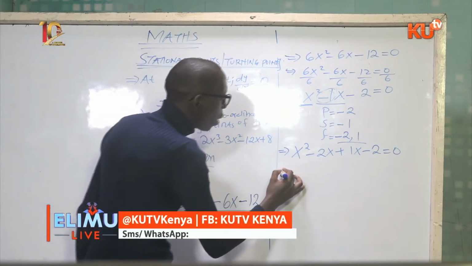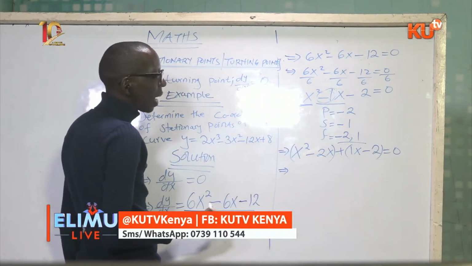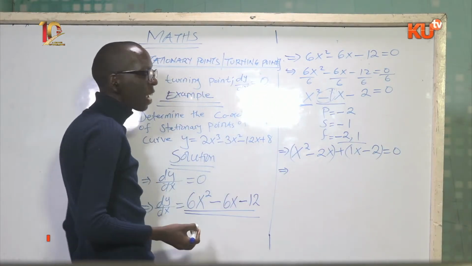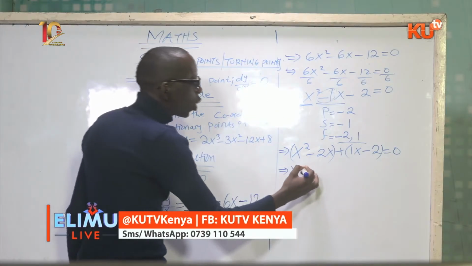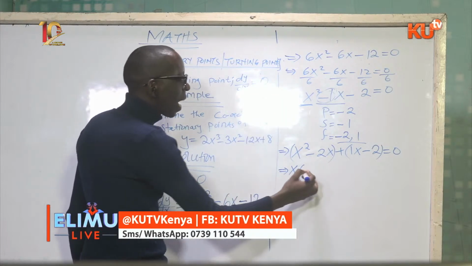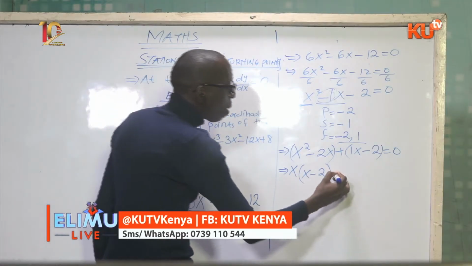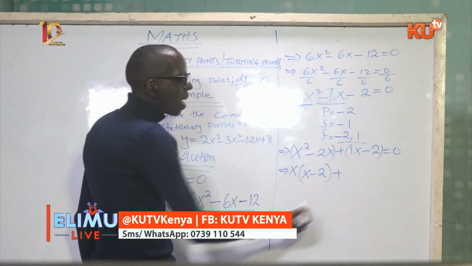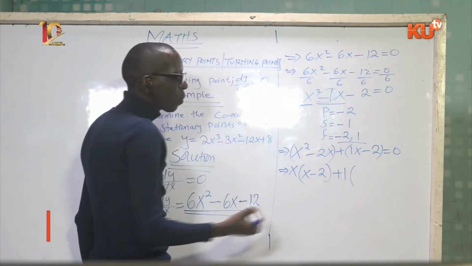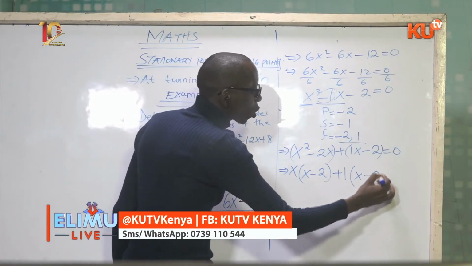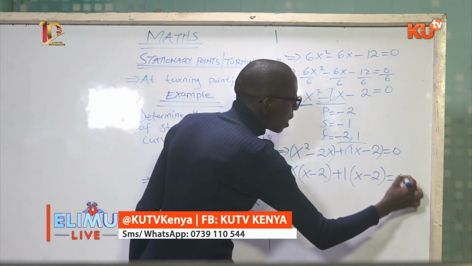After that, we are going to group them. We group them into 2 like that. What is the common factor here? The common factor for the first group is x. You factor out x. You are left inside with x minus 2. Close the bracket. Then plus, what is common here? It is 1. 1 is common. Then you open the bracket and say x minus 2. Then you close the bracket is equal to 0.